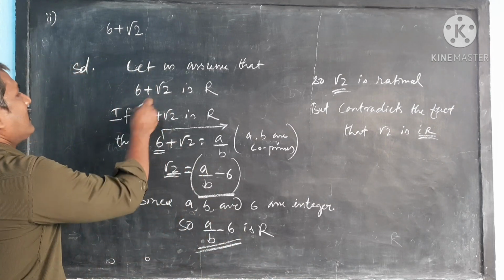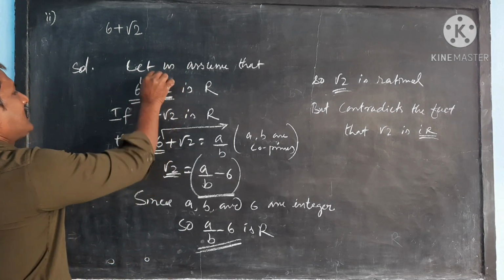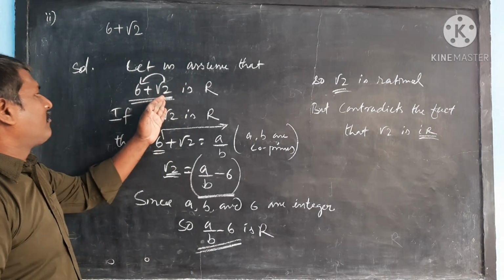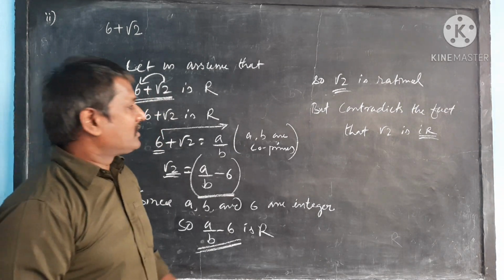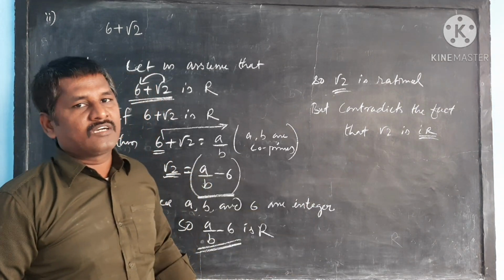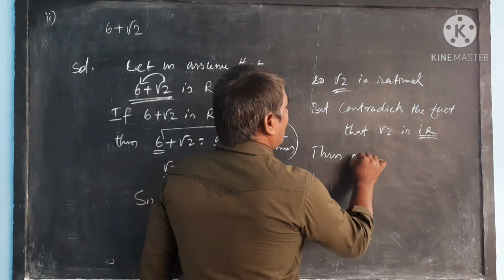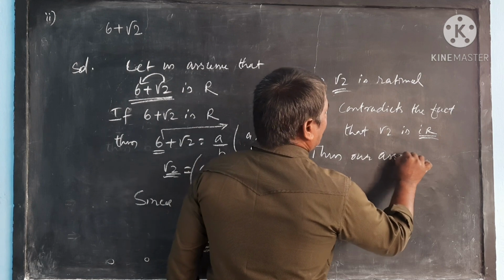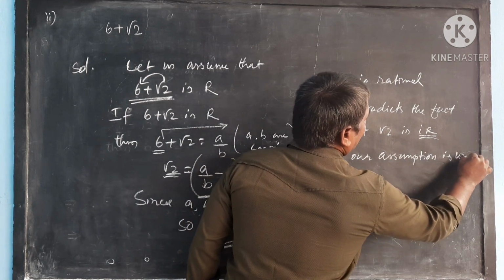What is our assumption? 6 plus root 2 is an irrational number. If an irrational number is added with a rational number, it will be an irrational number. Since root 2 is an irrational number, our assumption is wrong.